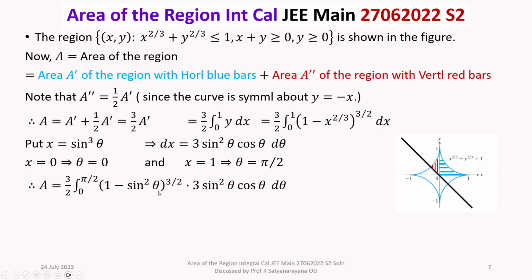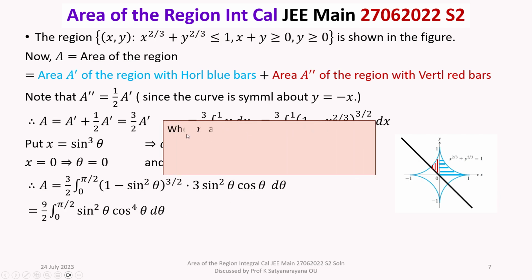1 minus sine square theta is cos square theta. Cos square theta to the power of 3 by 2 is cos cube theta, and this will be equal to 3 sine square theta cos to the power of 4 theta. So that will be equal to, and that 3 has come out, 9 by 2 into integral 0 to pi by 2 sine square theta into cos to the power of 4 theta d theta. We recall this is an integral for which we know a formula.